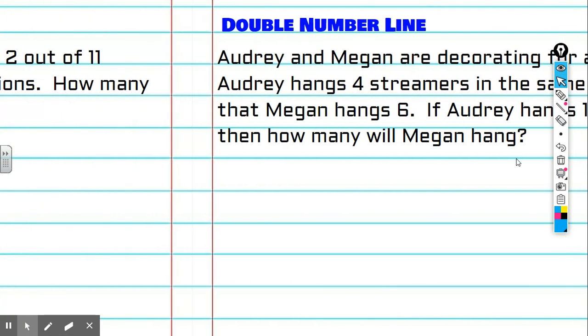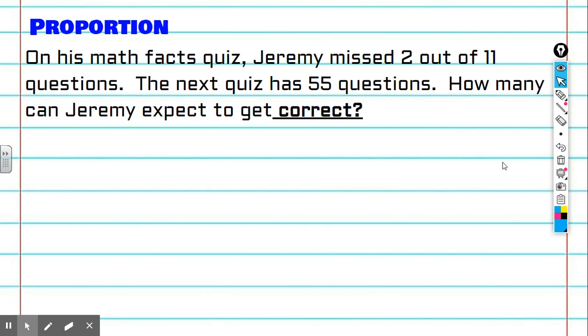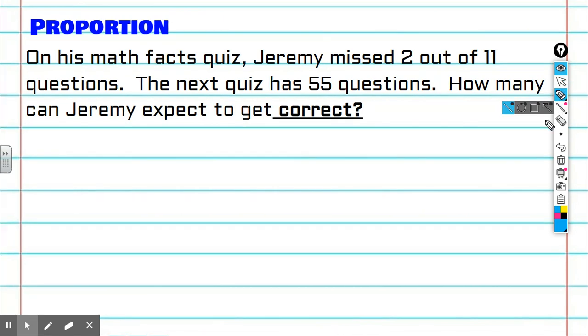And finally, our last way to solve is a proportion. This is a new problem. On his math quiz, Jeremy missed 2 out of 11 questions. The next quiz has 55 questions. How many can Jeremy expect to get correct? So we know he misses 2 out of 11 total.